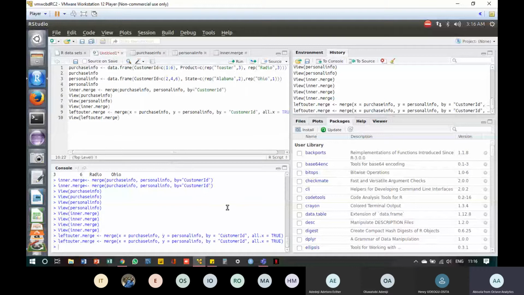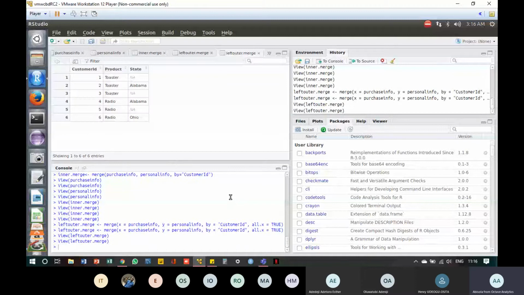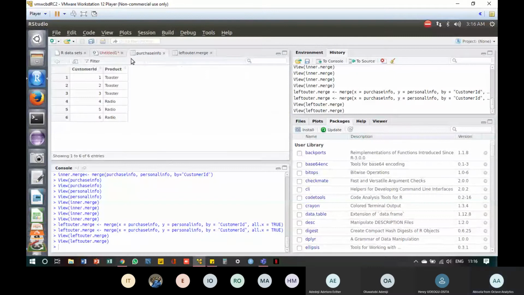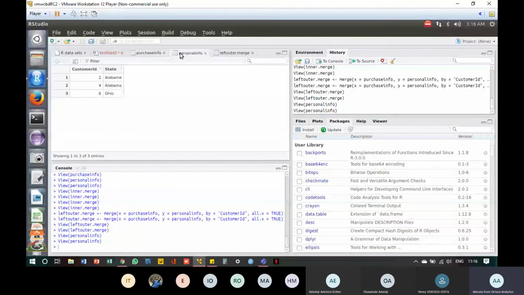Okay. So look at this result very, very critically. What was my X value? My X value was, let me move this so that I don't have too many things on my source. See this, my X value was purchase info, and this is what purchase info is, right? My personal info is 246. Purchase info is all of this. Now this purchase info was my X as indicated here, while personal info was my Y.